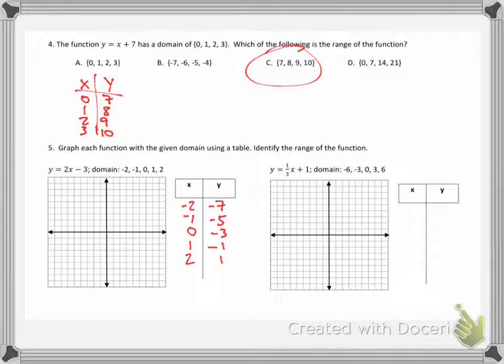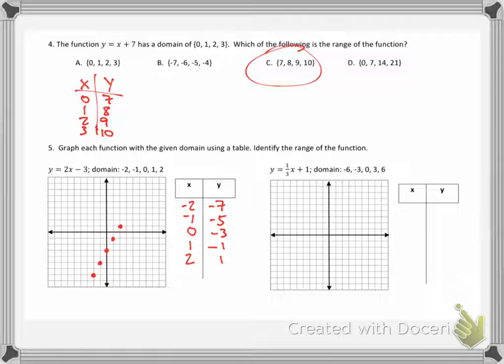Since I'm only giving you specific numbers, these are the only points I'm going to plot. I'm actually not going to connect the dots here. I'm just going to plot those 5 points since I'm giving a specific domain. If I didn't give a specific domain, that's when you connect the dots and you can assume that makes a straight line going on infinitely.